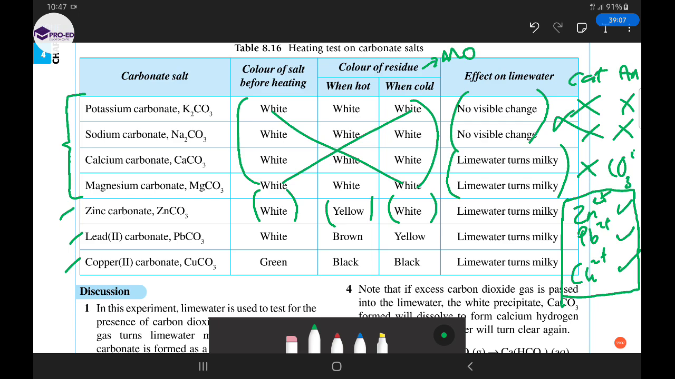Okay, so I hope from this table itself, you will be able to understand what we just learned for the last half an hour in this video. Okay, all right.